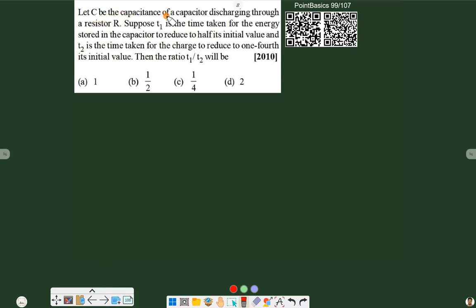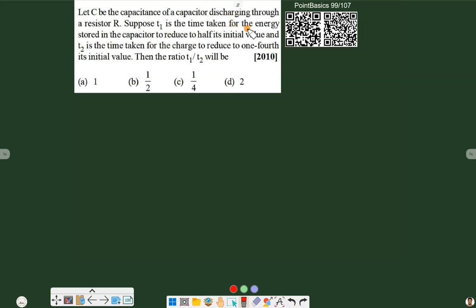Let's see the capacitance of a capacitor discharging through resistance R. Suppose T1 is the time taken by the energy stored in the capacitor to reduce to half of its initial value, and T2 is the time taken for the charge to reduce to 1/4 of its initial value. Then we have to find the ratio of both of these.